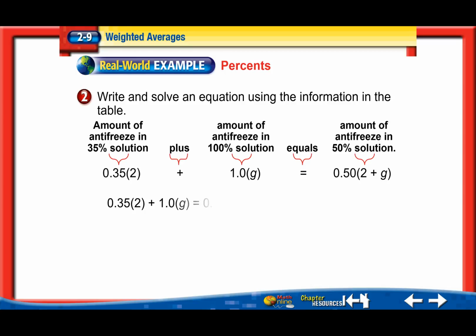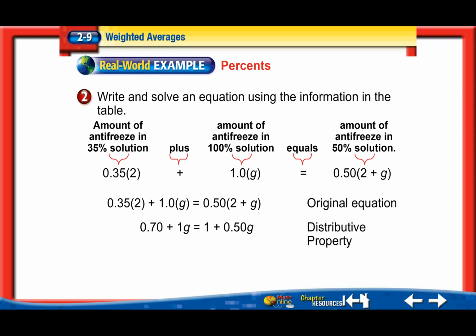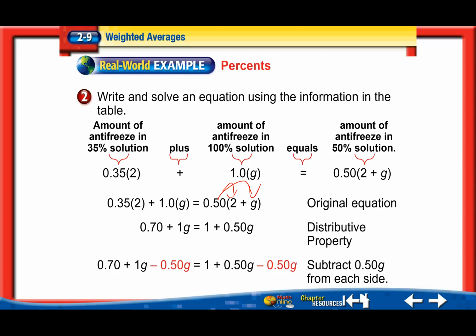So then we're going to multiply those out. Sorry, first we're going to distribute on the right. So first distribute. Distribute that first. We're going to subtract 0.50 G from both sides. These two cancel.